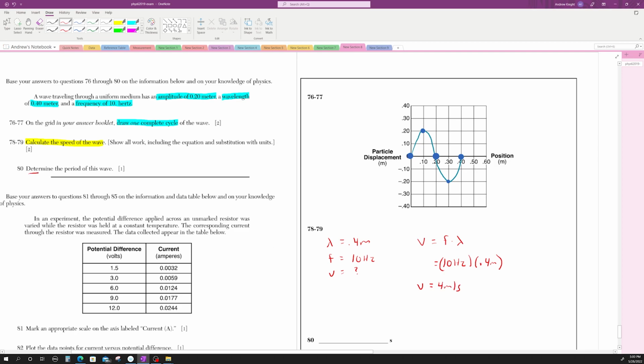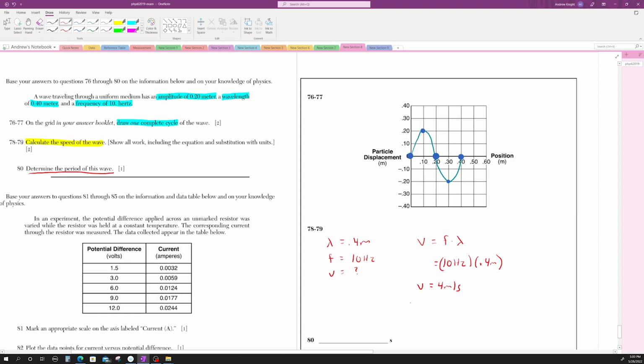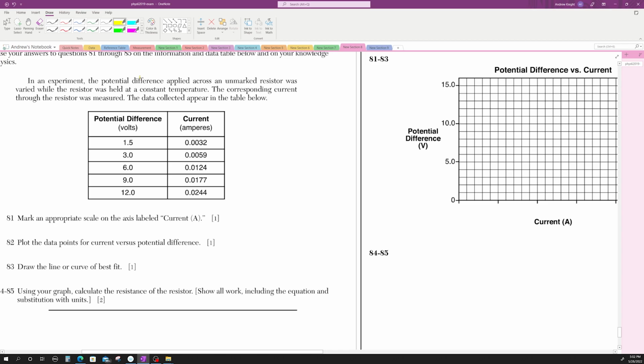Finally, question 80, determine the period of the wave. In order to figure out the period of a wave, which we represent with T, T is simply 1 over the frequency. So I use this formula: period is 1 over my frequency of 10 hertz. So that's going to be 0.1 seconds.